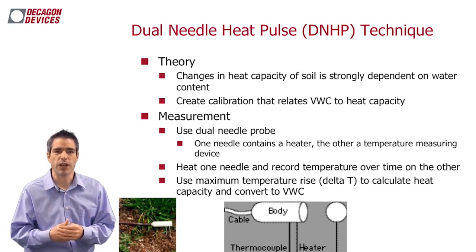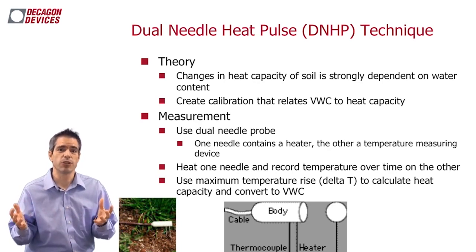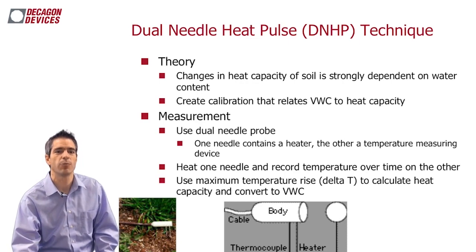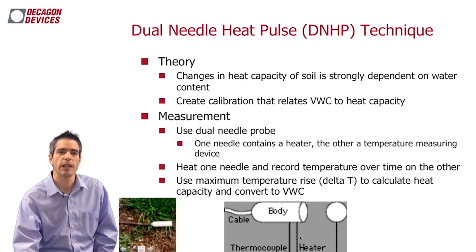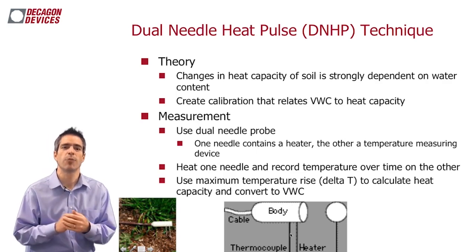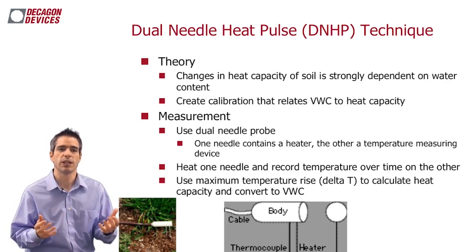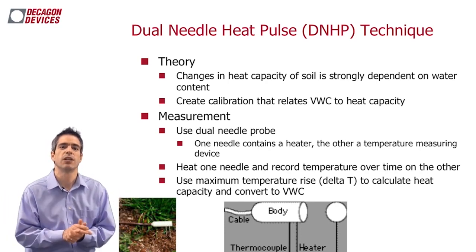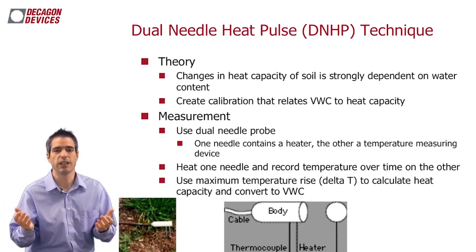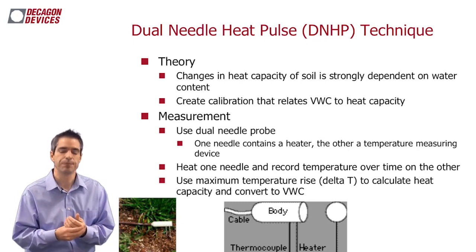So we can create a calibration that relates the ability to store heat of that soil to the volumetric water content. This measurement is reasonably simple, and I have a little diagram here at the bottom of the slide where we have a heater here that is heating the soil for 8 seconds, and a needle that is 6 millimeters away measures that heat pulse as it comes from that first needle, and the maximum temperature recorded, or this delta T, is related to the volumetric water content and the heat capacity of the soil.